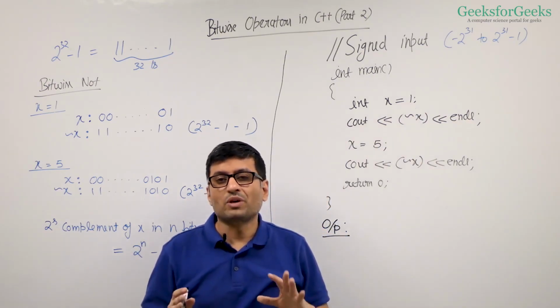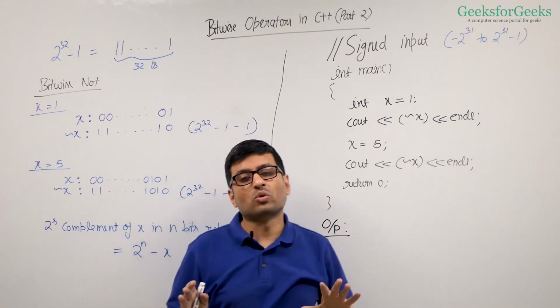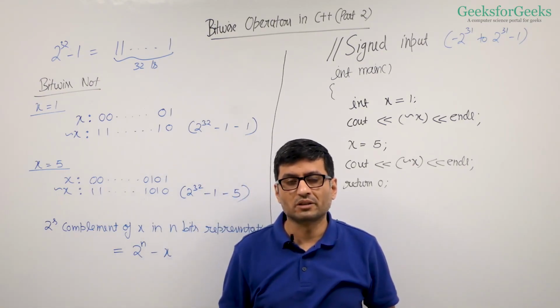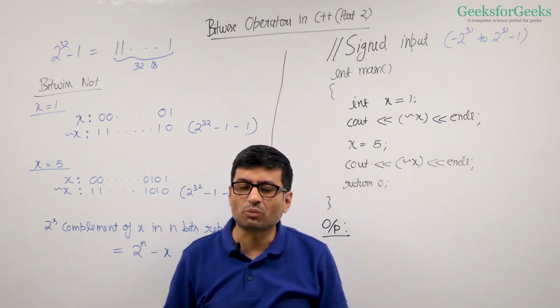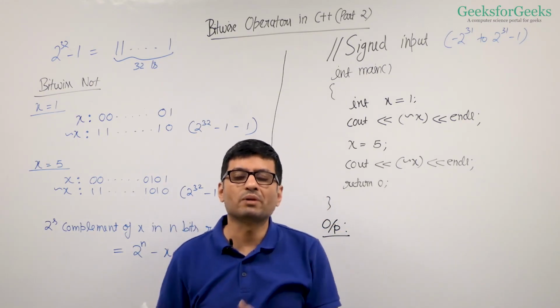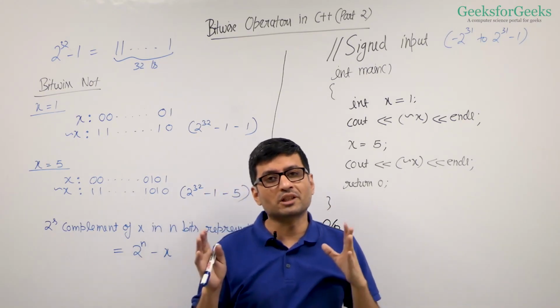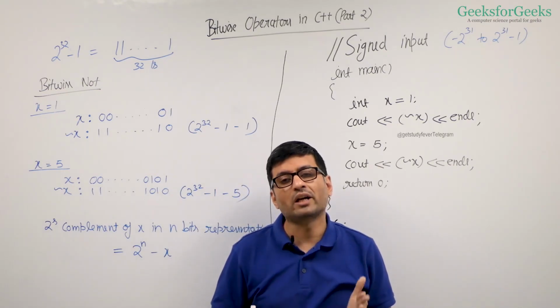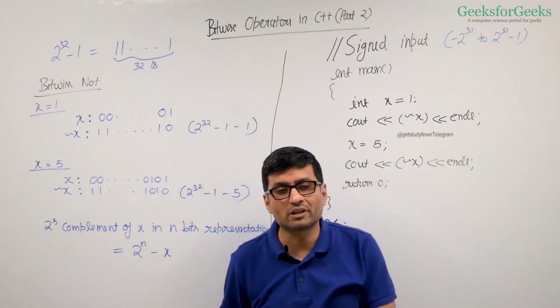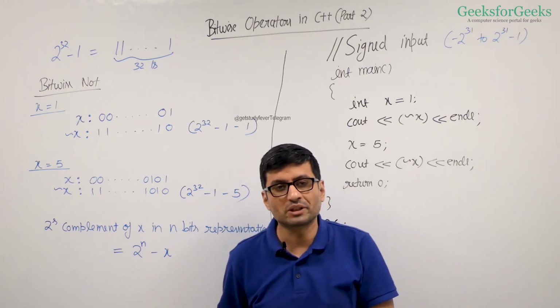Signed numbers, when they are negative, are stored using 2's complement representation. The simple rule is, if the number is positive, put a 0 and then the binary representation. If the number is negative, put a 1 and then put the 2's complement representation in the remaining 31 bits.